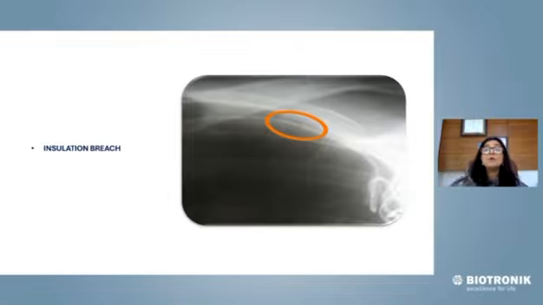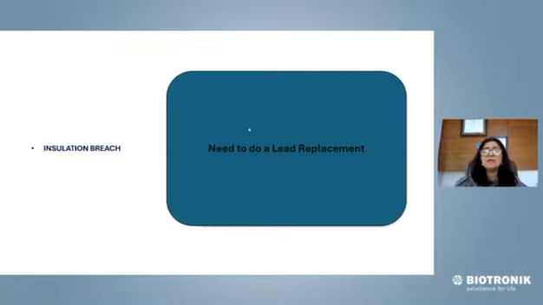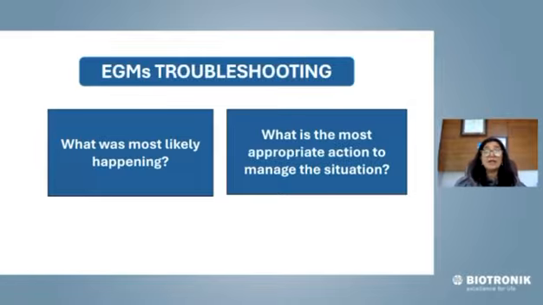Why will the impedance be low? Because look at this, there is an insulation breach. Because of this breach, the conductor coil allows the passage of current, easy passage of current into the tissues. Hence, the impedance drops. So these features are extremely important. And here you need to again replace the lead.